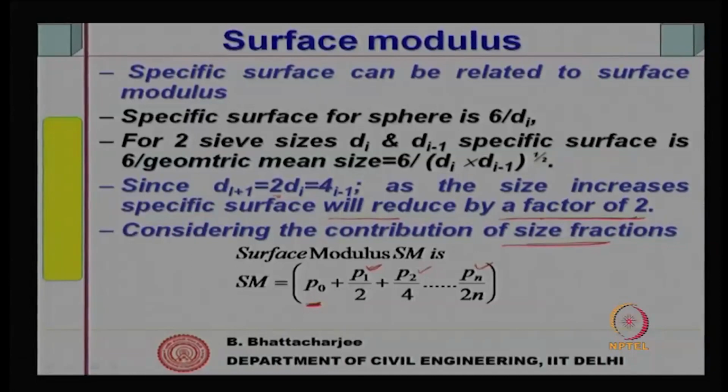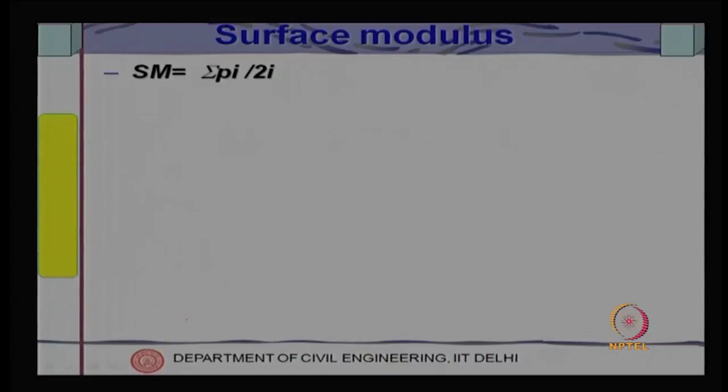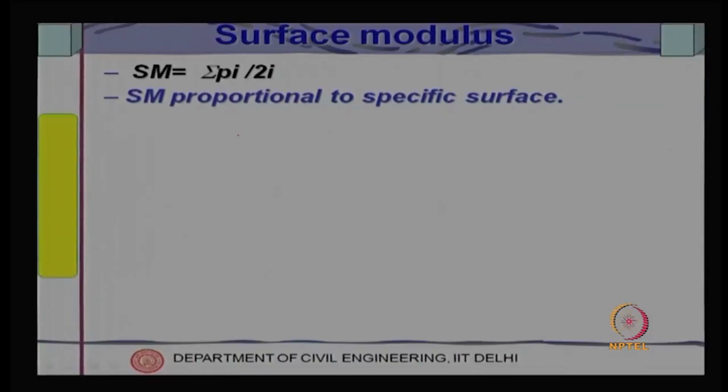So, size contribution will be proportional to this, multiplied by d, the smallest size d0, that would give me some approximate value of the specific surface of the aggregate. That is how surface modulus is defined as 2 sigma pi divided by 2 I. If you expand this, that is sigma p I divided by 2 I.